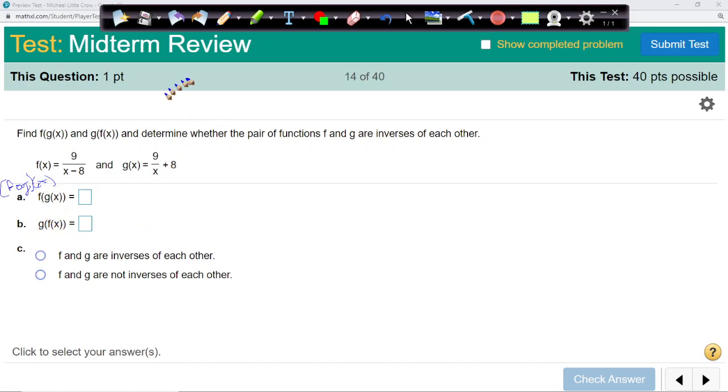Okay, so again, with the A part, we're going to take F as our outside function. So we're going to go F of input equals 9 over X, with our different symbol, minus 8. What goes in here? Well, G goes in there. G of X goes in there. What is G of X? It's 9 over X plus 8.